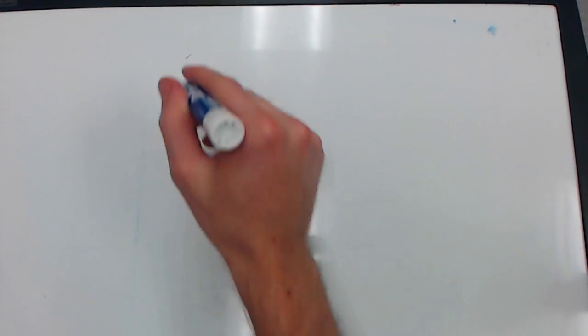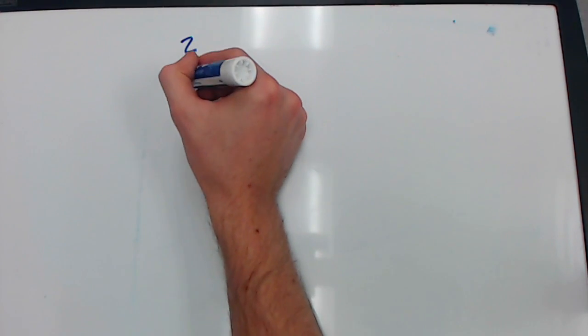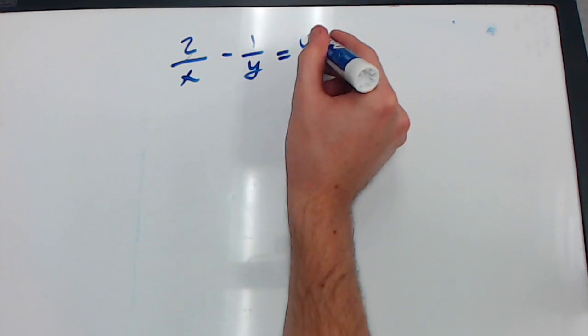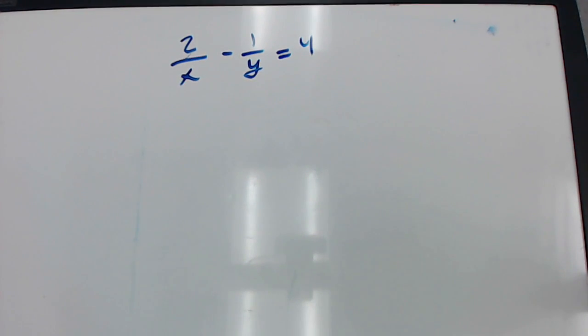Next, let's find y prime for 2 over x minus 1 over y is equal to 4. Go ahead and stop the video now and attempt it yourself.